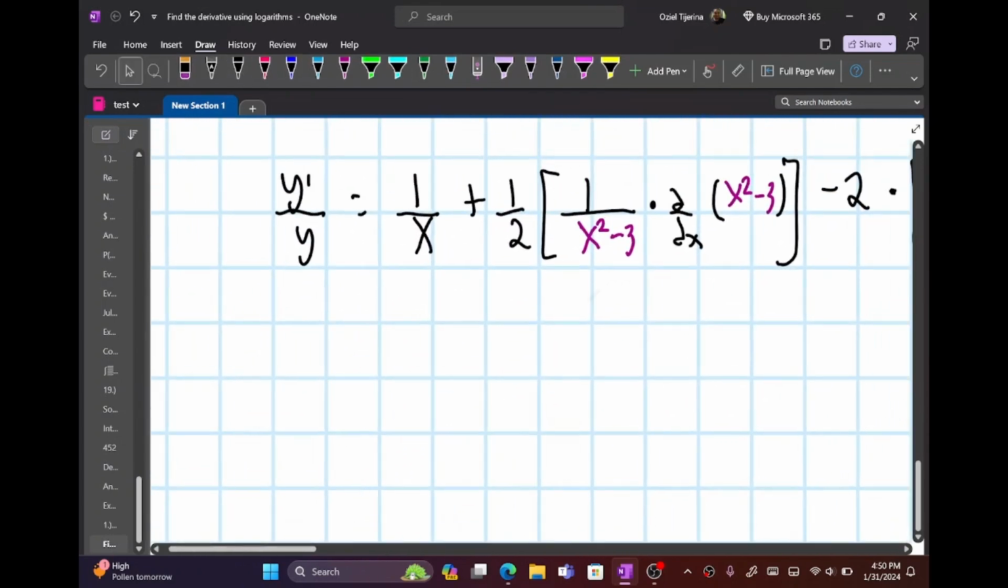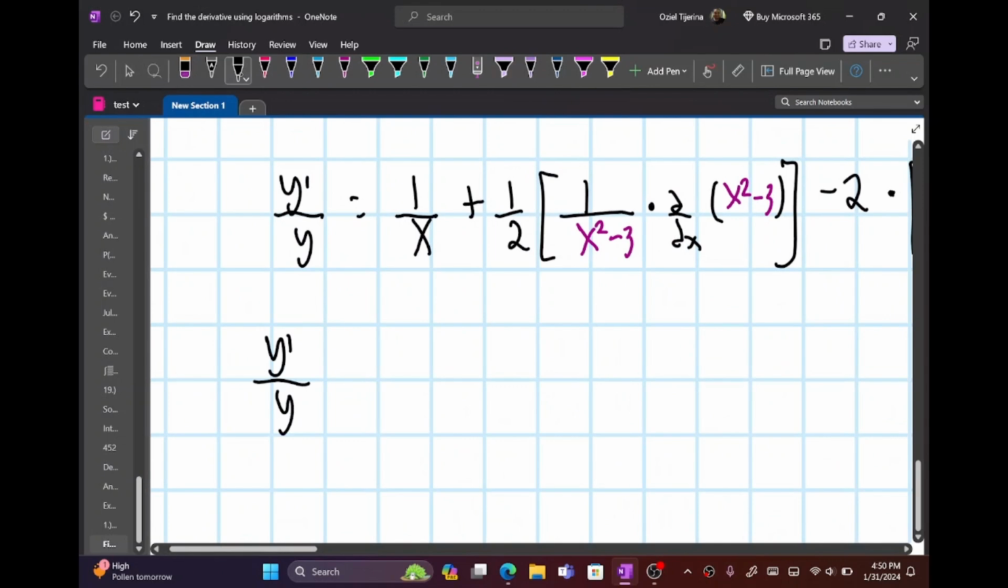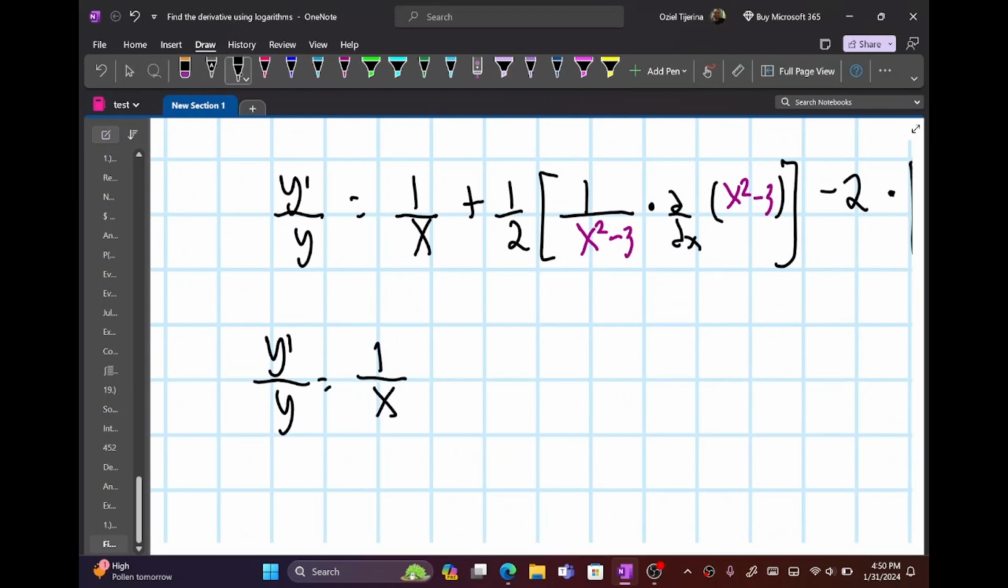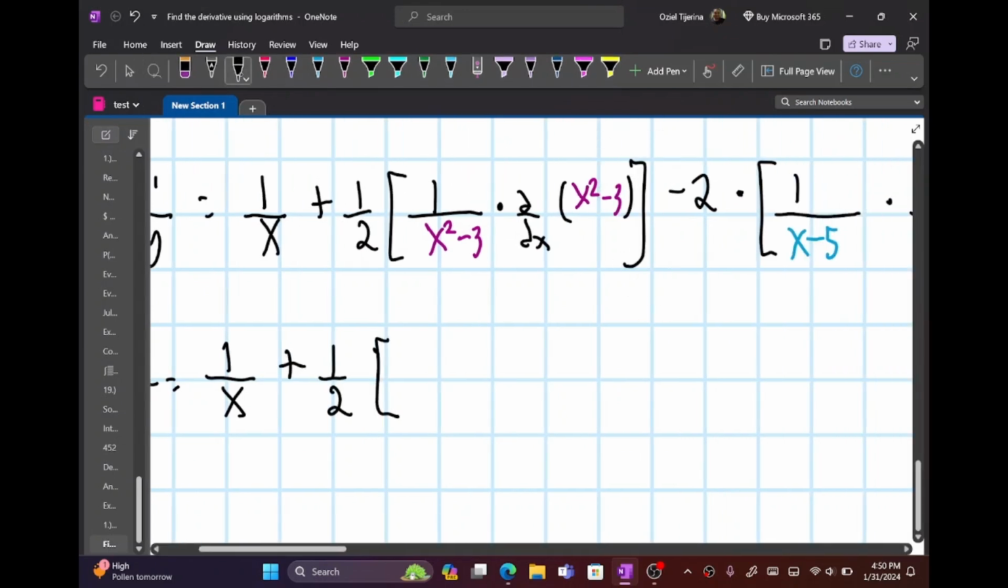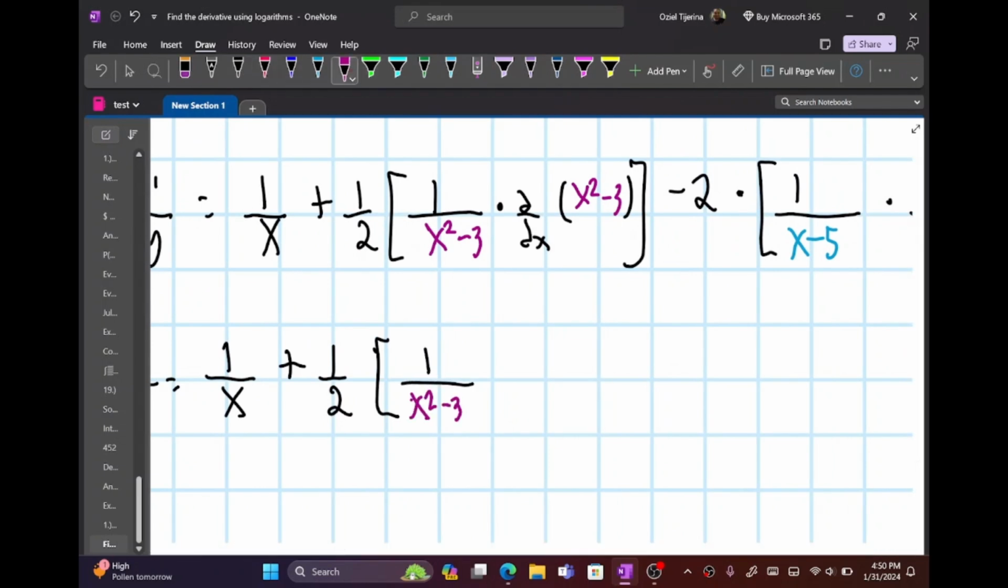Okay, so then we're almost done here. We have y prime over y is equal to 1 over x plus 1/2 times 1 over x squared minus 3. Now the derivative of this is going to be 2x, because using power rule of derivatives, we know the derivative of x squared minus 3 is 2x, so we're going to put 2x here. So that's what this becomes right here.